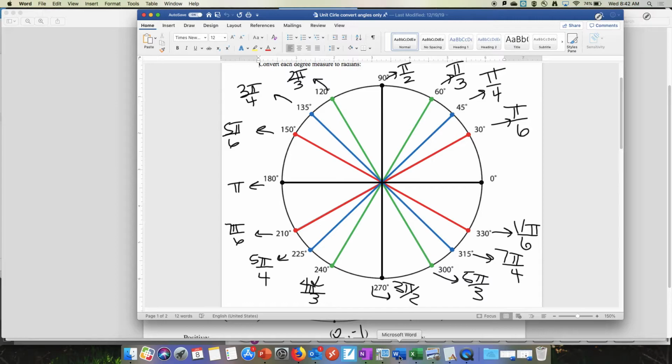What do you notice about the radians of the green angles? What's their denominator? 3. Pi over 3, 2 pi over 3, 4 pi over 3, 5 pi over 3. There is a pi.